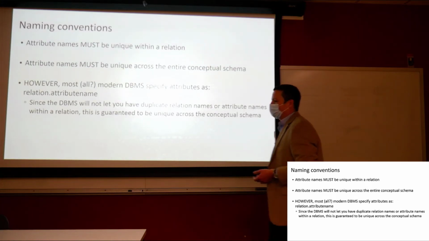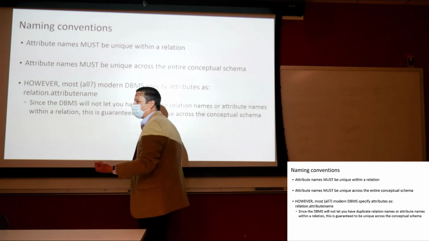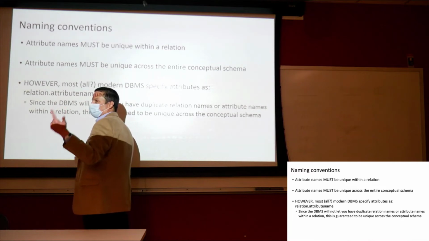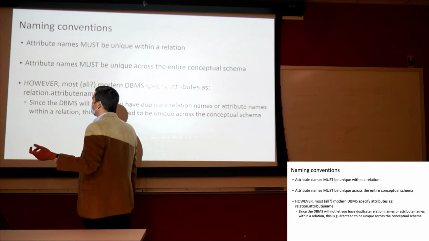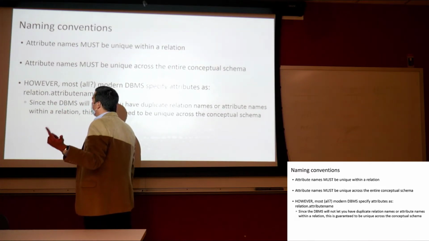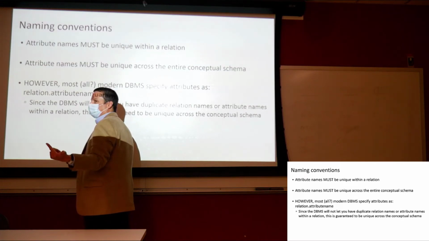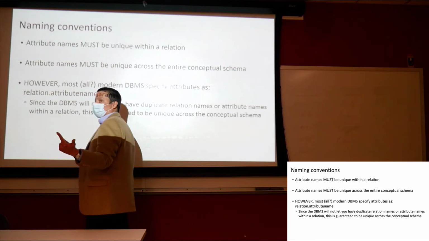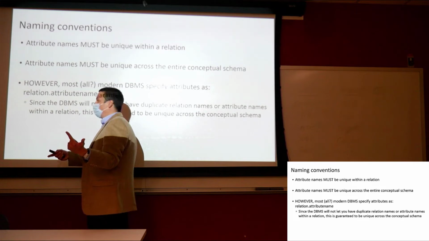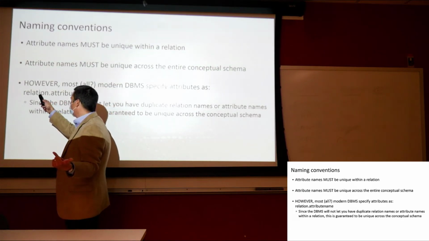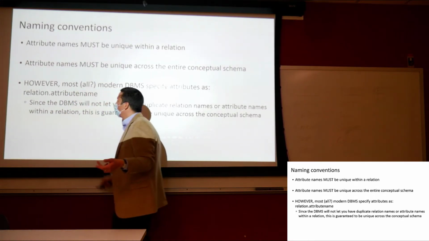If you had a customer relation and a pets relation, like in our Dave's dog washing example, customers and dogs, both the customers relation and the dogs relation could have an attribute called date of birth, because you've got dogs.date of birth and customers.date of birth. And so they would wind up being unique.